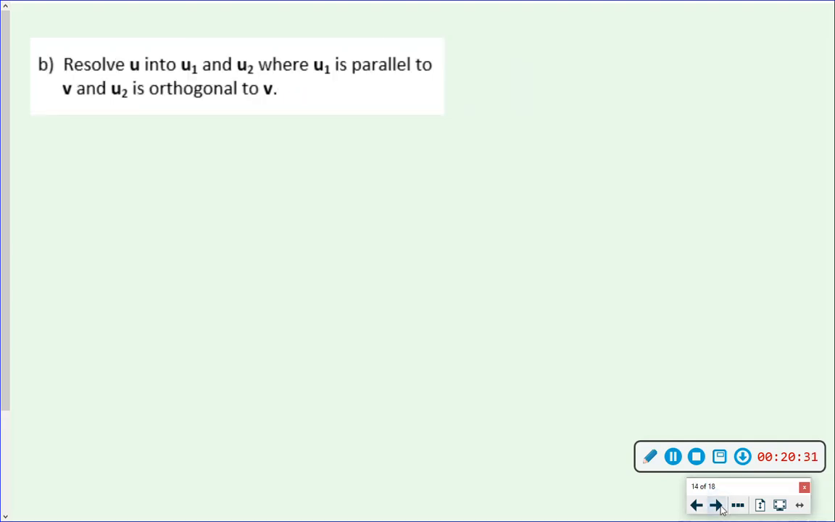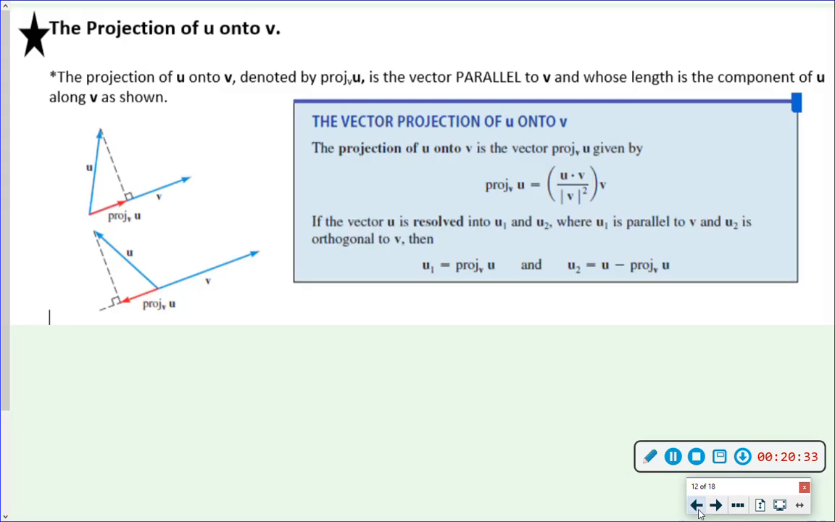Let me go back to the formula. So this is on your sheet of course 2. This is the next thing they want you to do. Obviously, it's on your sheet. It's pretty easy. You just got to follow the formula. If the vector v is resolved, sounds fancy, into u1 and u2, where u1 is parallel to v, u2's perpendicular, orthogonal, then of course, here's your calculations.